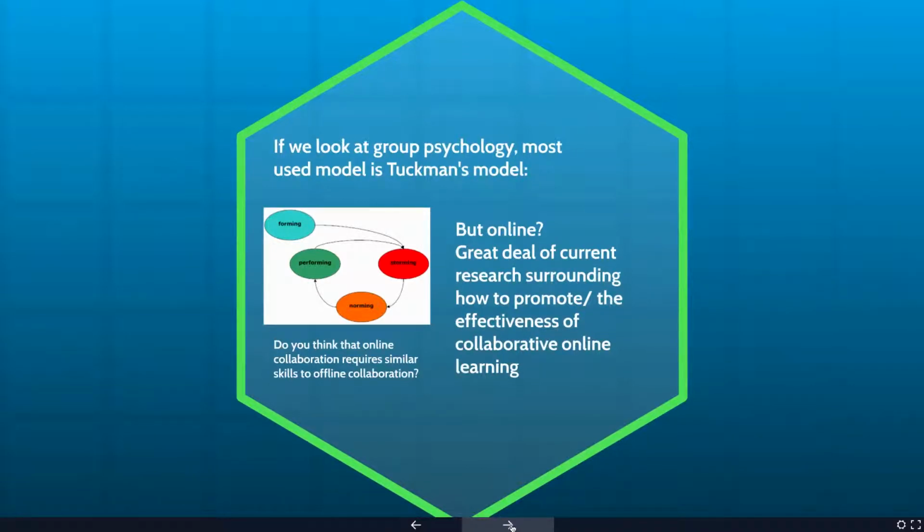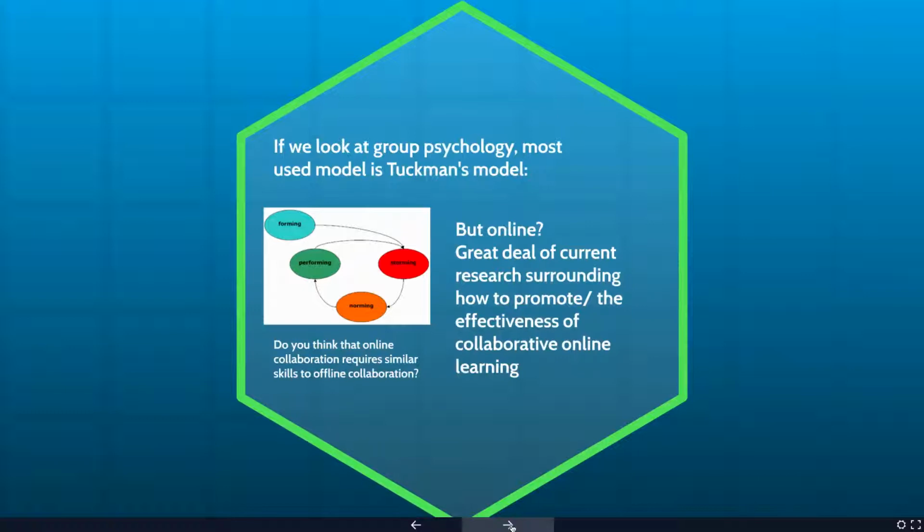If we look at group psychology, Tuckman's model is the most used model here. It looks at the four stages of a group. When the group forms, it then storms, so it has to discover a kind of internal equilibrium. It then becomes norming, which is when each member of the group settles down into a particular role. And after those stages, the group performs, which means that it actually has a productive purpose. It produces outputs, and no matter what those outputs might be, that might be research, that might be shared resources, it might be working together and collaborating on how we design lessons.